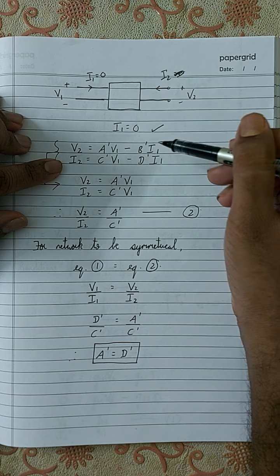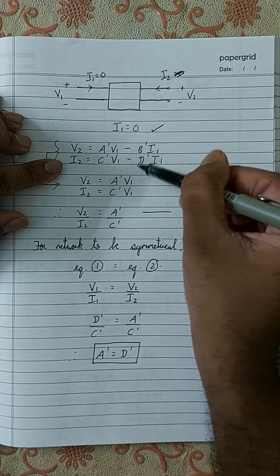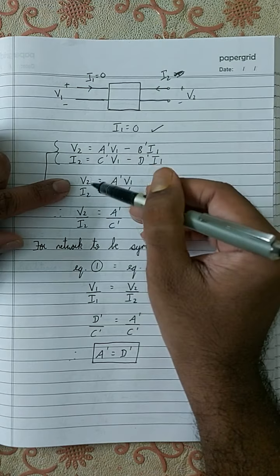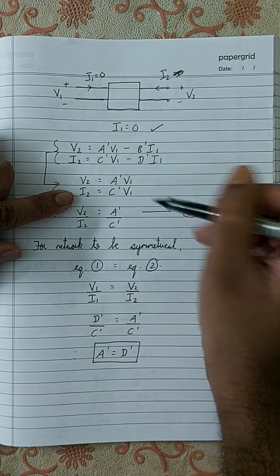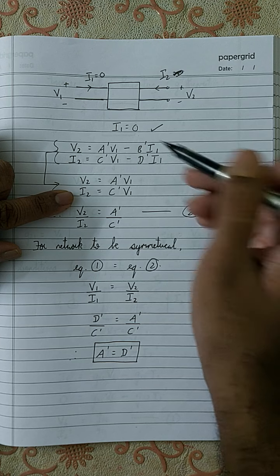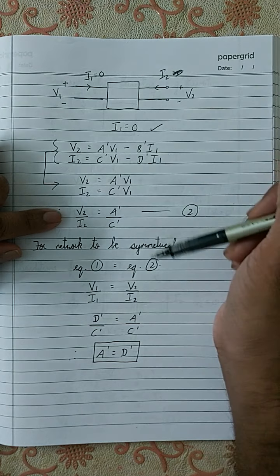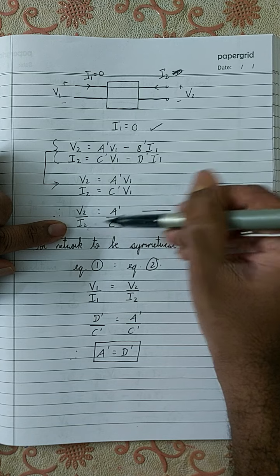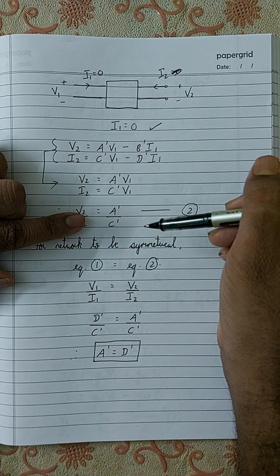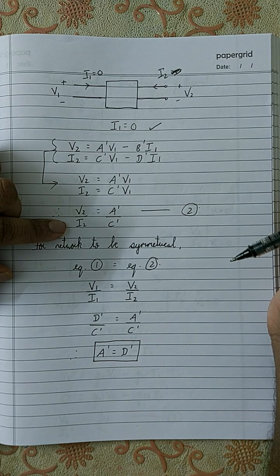Since I1 is equal to 0, this term will become 0 and this term will become 0. So the equations become V2 is equal to A dash V1 and I2 is equal to C dash V1. My aim is to find the ratio of V2 by I2, so simply divide these two equations with each other. V1 and V1 will cancel each other, so V2 by I2 is equal to A dash by C dash.